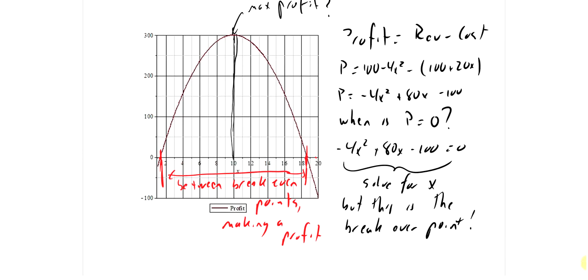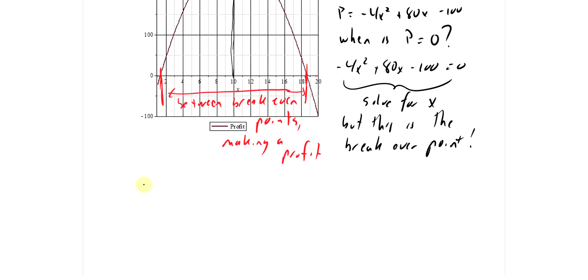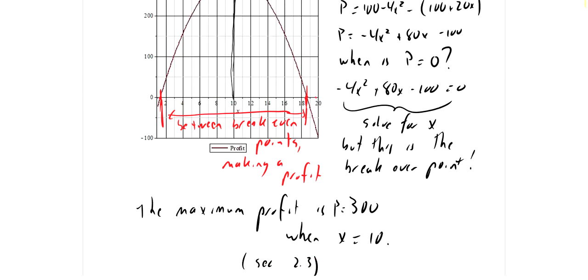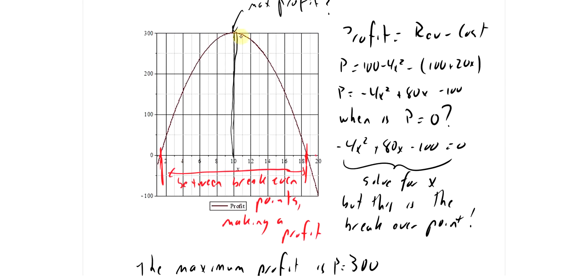Turns out, and we will see how to do this in section 2.3, we'll actually go through that. If you have a calculator, of course, you can graph this and you can read this off a little bit. That's the top of the graph. That's the maximum. The highest profit you can get is 300, and that occurs at x equals 10.